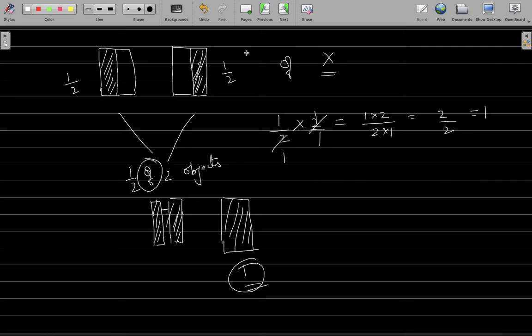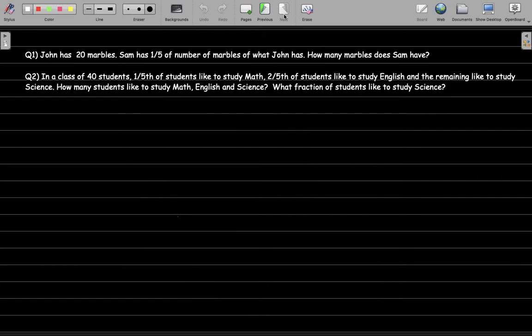Let us understand this with some word problems. We have 2 word problems here. The first problem says, John has 20 marbles. Sam has 1 by 5 of the number of marbles of what John has. How many marbles does Sam have? So John has how many marbles? 20 marbles, right?